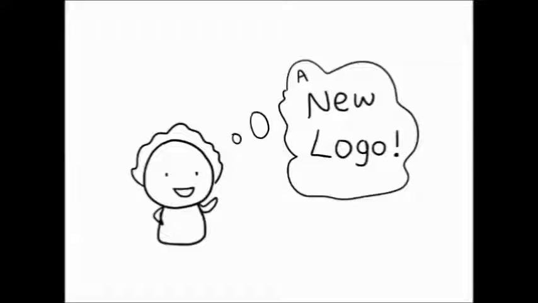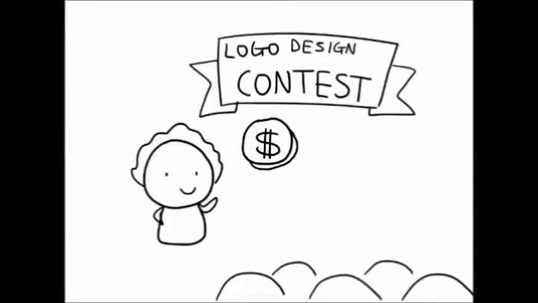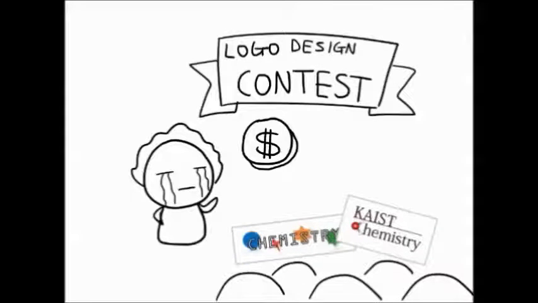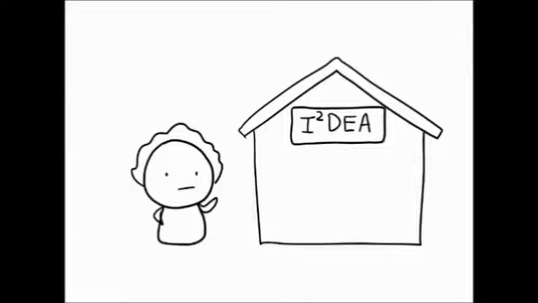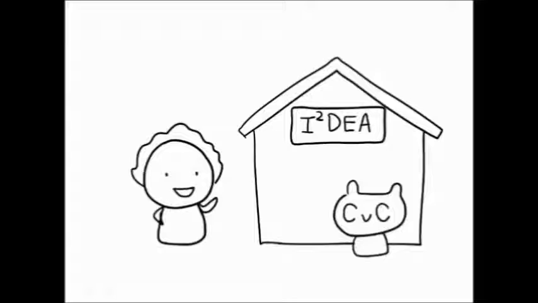The dean of the KAIST chemistry department, Professor Kim, wanted to design a new logo in hopes of enhancing the identity and sense of belonging of his department members. However, not a lot of students participated in the logo design contest that he held, and submissions were of low quality. When Professor Kim visited the Industrial Design Department's I2D lab, he learned about crowd versus crowd, or CVC, a novel method to include people in the design process.